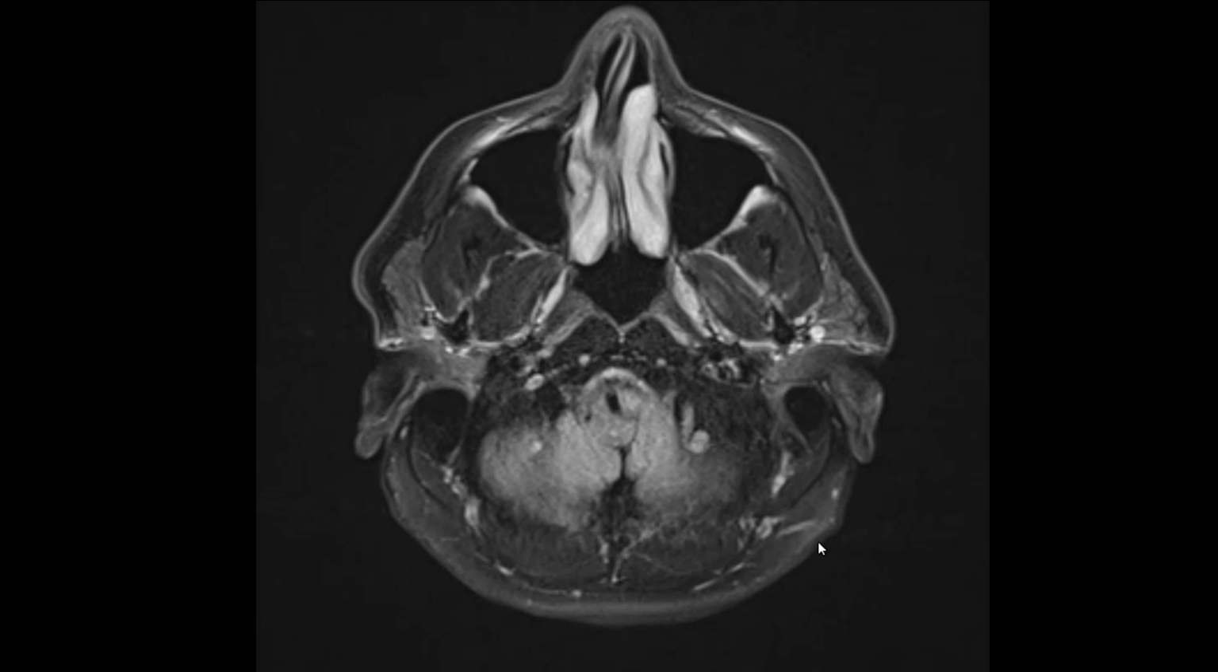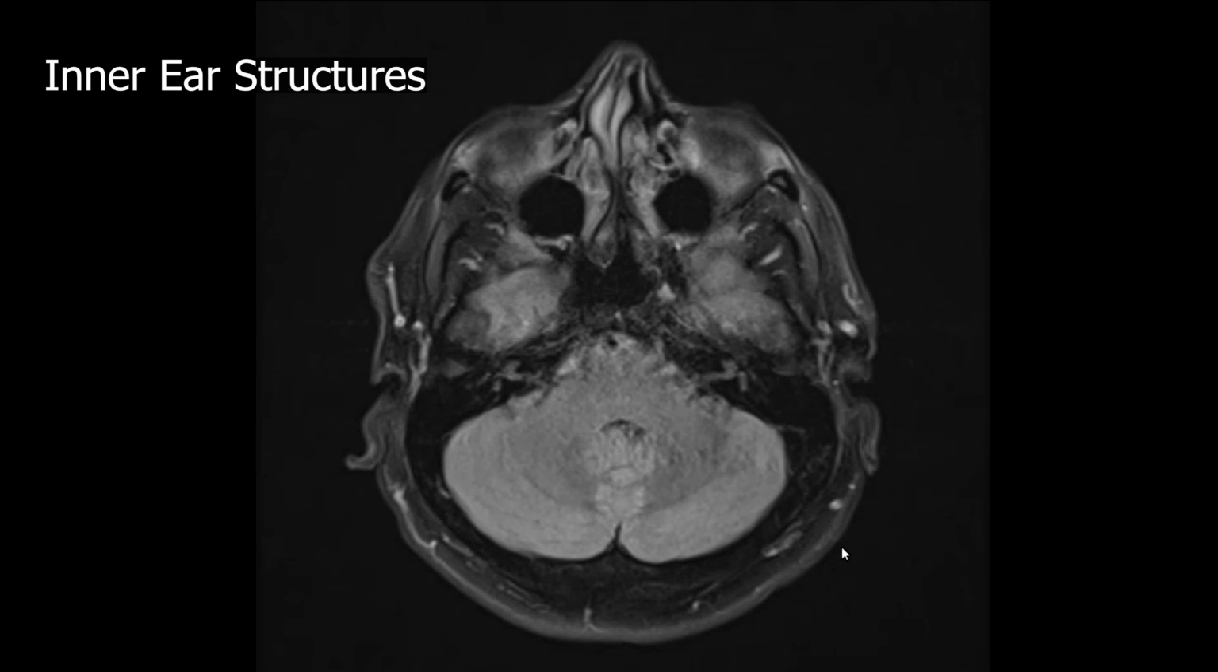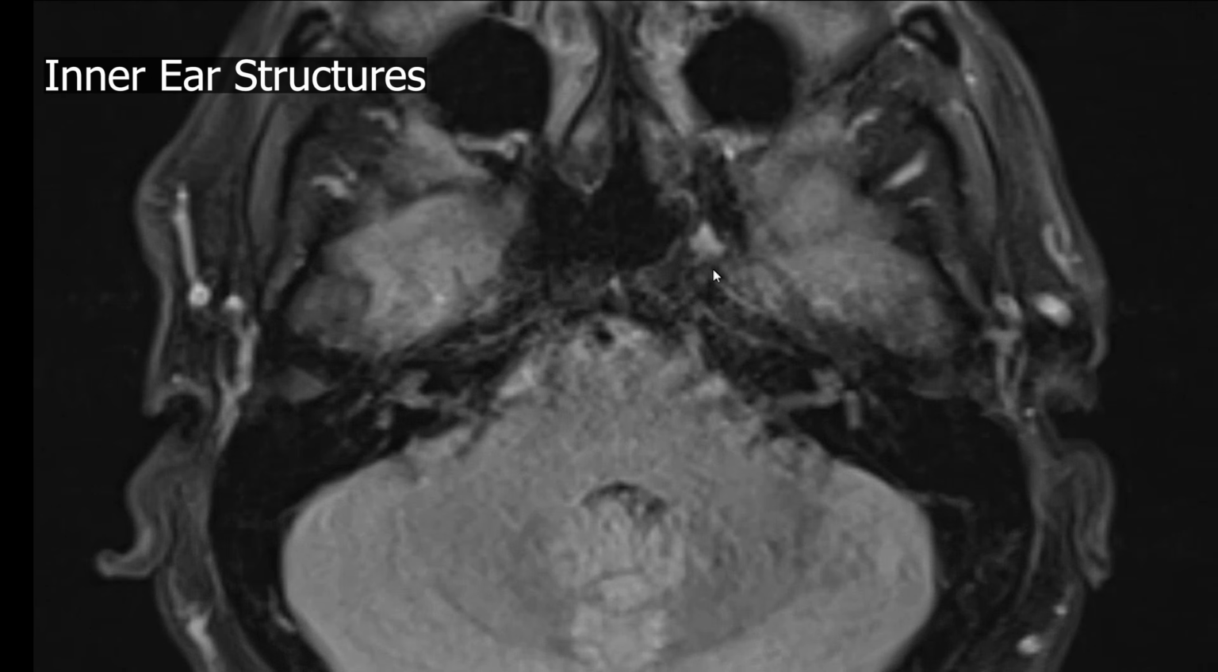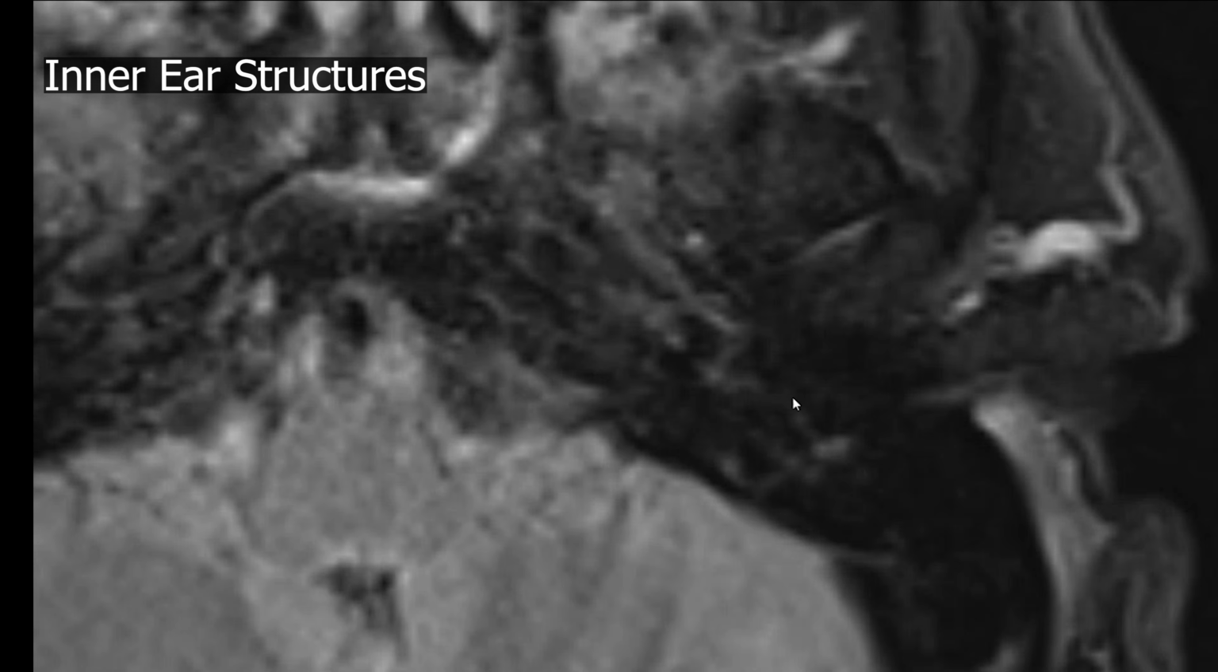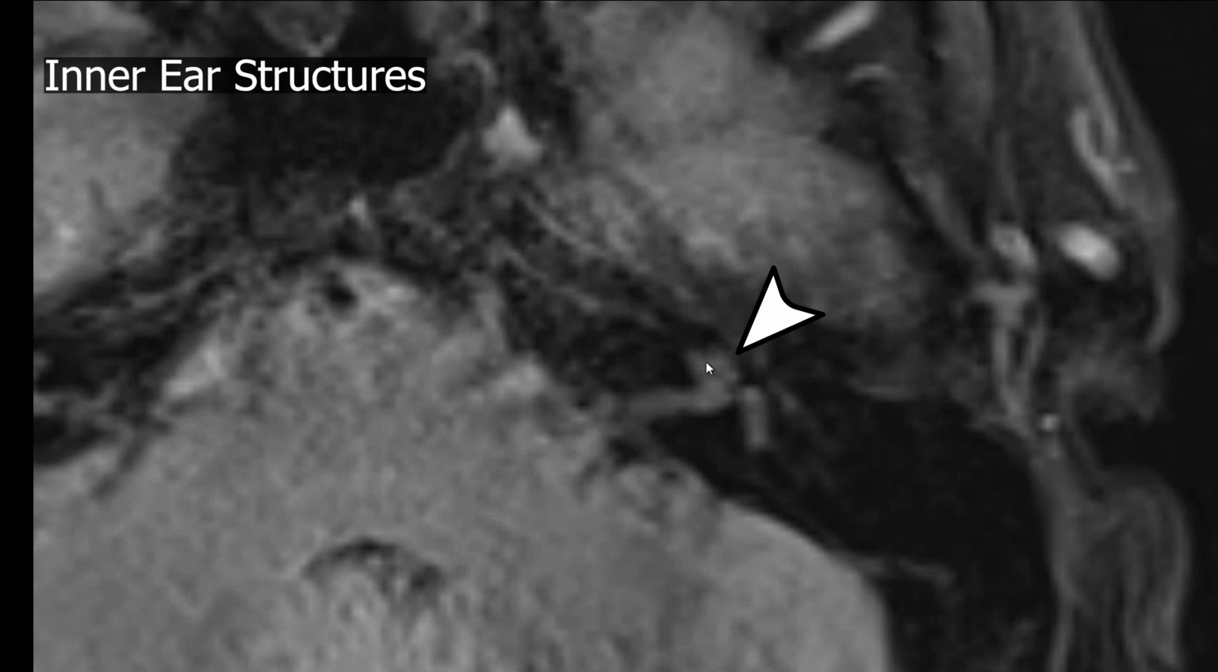Another very important structure to check on FLAIR sequence or on axial T1 pre-contrast sequence is the inner ear structures. Let me zoom in. These are not dedicated sequences to look at inner ear structures. You just see a hint of the cochlea, vestibule, and semicircular canals. On FLAIR or T1 weighted images, the inner ear structures should not be hyperintense. If they are bright, then there's something going on and we need to figure it out.